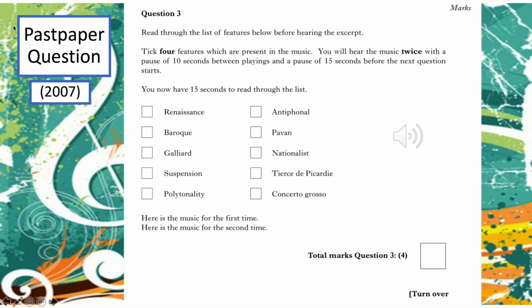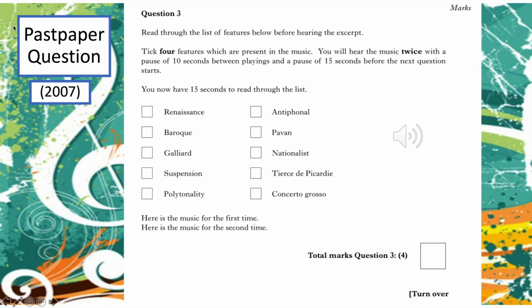We've then got pavan, which is a slow, more kind of stately dance with 2 beats in the bar from the Renaissance era. We've got nationalist, which is a style of music which is associated with the country that it was made in. So for example, if we had Scottish nationalist music, or you could have Egyptian nationalist music. Then we've got Tierce de Picardy, which is our minor piece of music ending on a major chord.